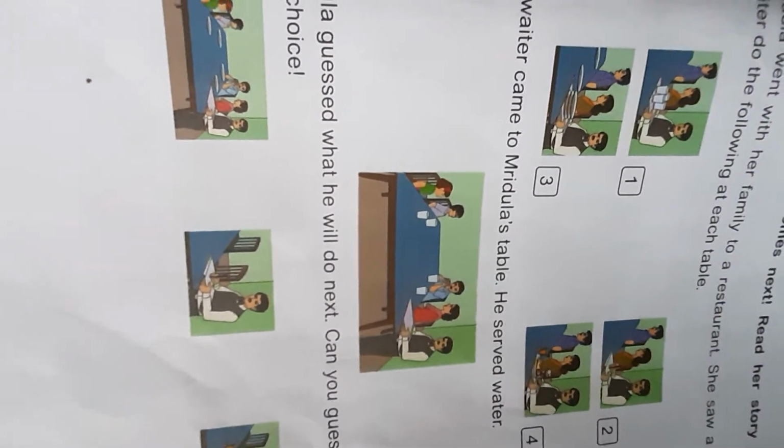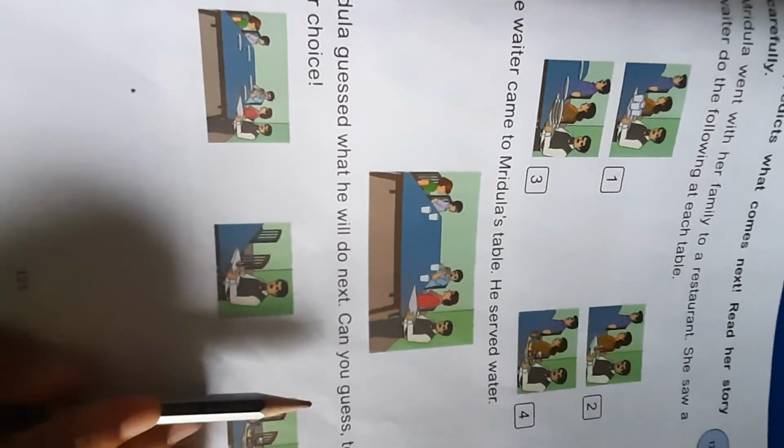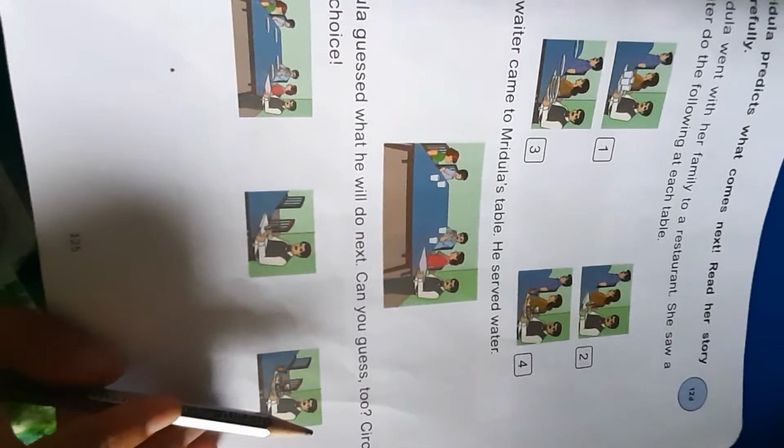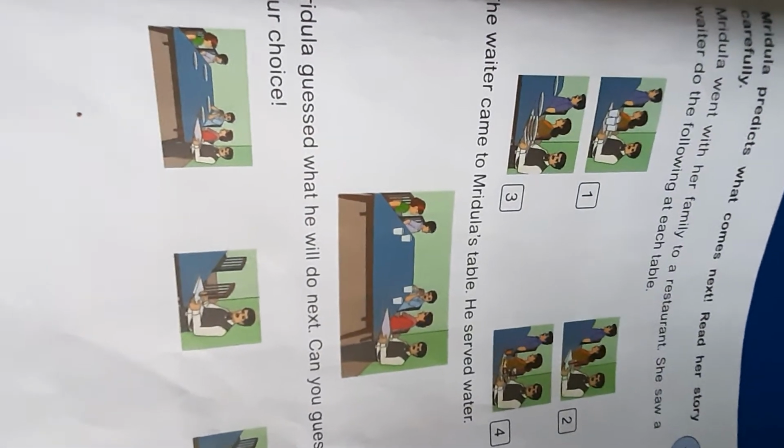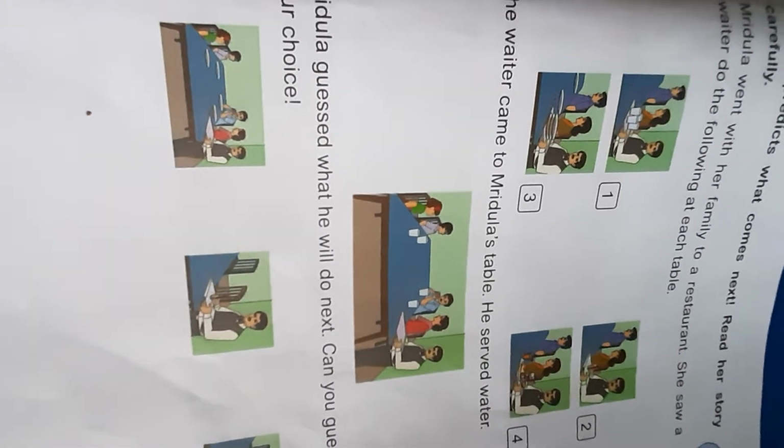Okay, so now the waiter came to Mridula's table. He served water. So Mridula guessed what he will do next. Can you guess? Circle your choice. Here Mridula guessed what happens next. Can you guess, children? First he served water, no. So after serving water, what will the waiter do?